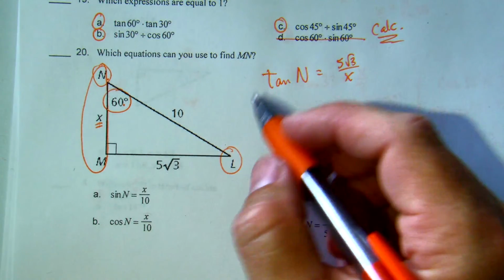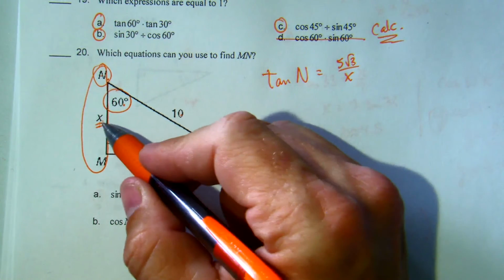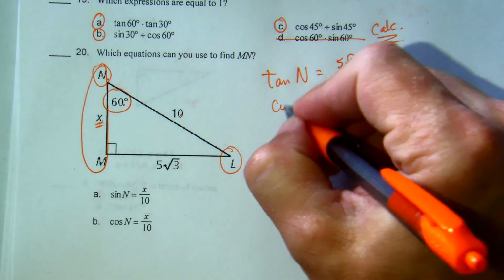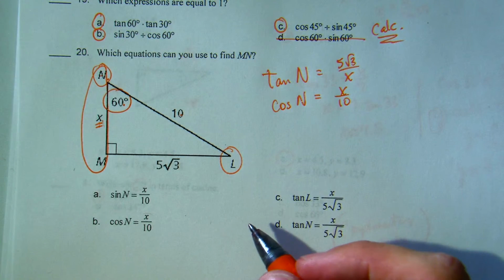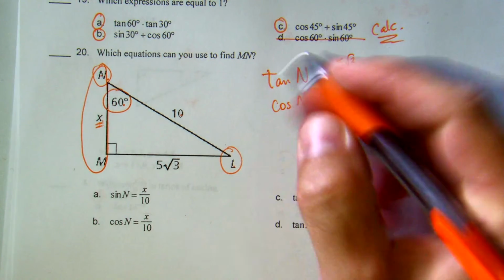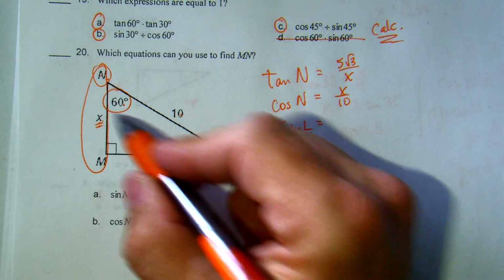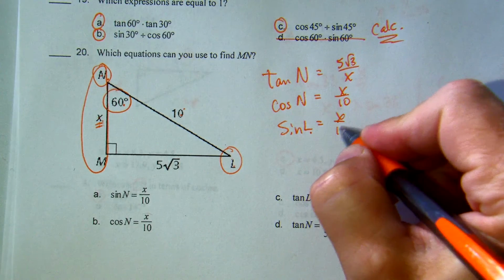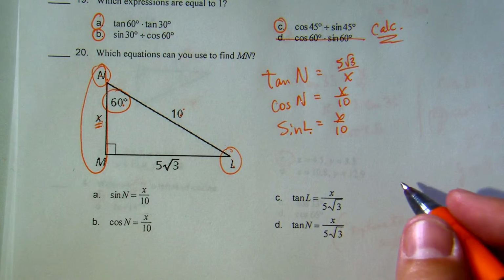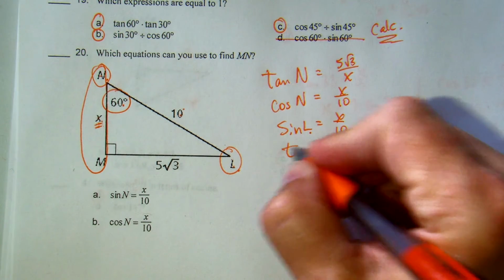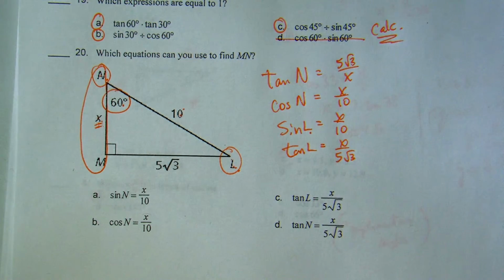That one would work, right? I know that cosine of N is x over 10. It involves the x side, right? So cosine of N is going to be x over 10. That would give me the x answer. I know sine of L would be opposite over hypotenuse. That'd also be x over 10. Okay? What other ones do I have? Tangent of L. Tangent of L would be x over 5 times the square root of 3.